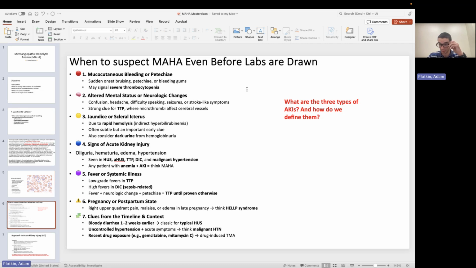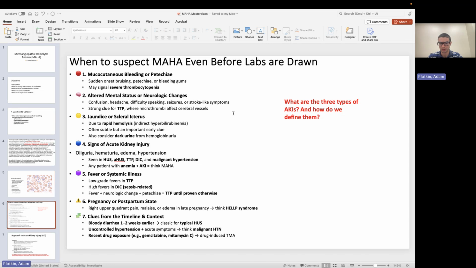So the patient presents to your clinic, they present to the ED, you see them on your IM rounds. Why would you suspect MAHA? Well, if my patient has mucocutaneous bleeding or petechiae, so sudden onset bruising, petechiae, or bleeding gums, that may signal severe thrombocytopenia. At the very least, we should get a CBC and look at their platelet count. If they have altered mental status or neurological changes, right? Sometimes that is how some of these MAHAs present. And we're going to talk about a very specific one, TTP, that classically has confusion, headache, maybe seizures, even stroke-like symptoms, like neuropsych symptoms. So something to consider.